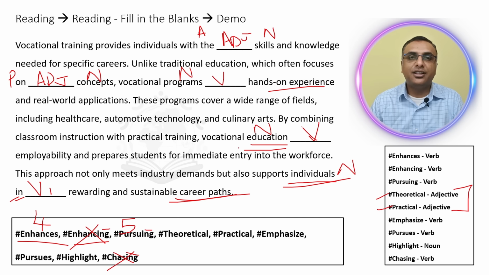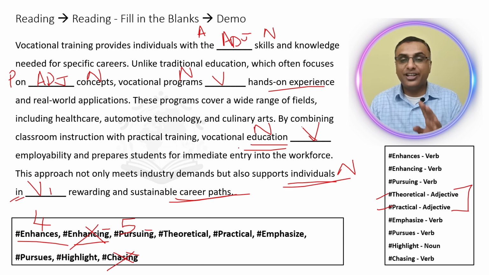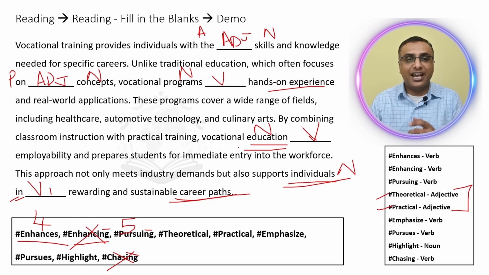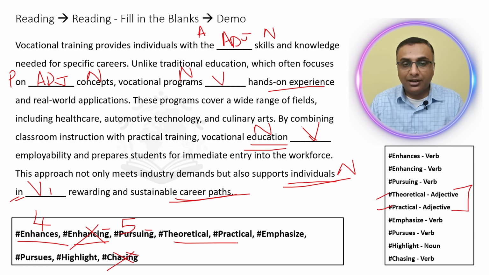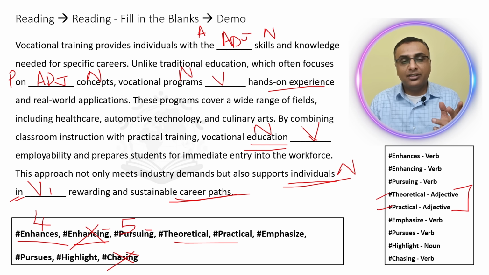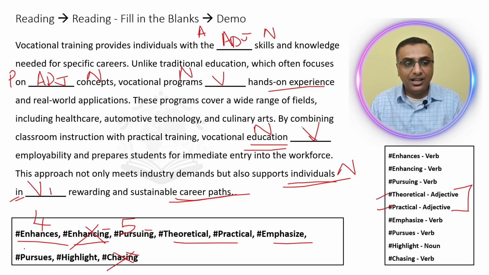Now, let's look at the third blank. This third blank is also very similar to your fourth blank. There is a noun and then there is a verb which is a blank. Correct? Now, let's identify the word. Here you can eliminate theoretical and practical. They are adjectives. The remaining verbs are nothing but emphasize and pursues. Highlight is a noun. You can straight away eliminate it. Now, as per context, what is a word that can come? Either it should be pursues or emphasize.